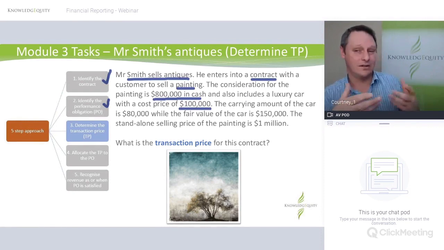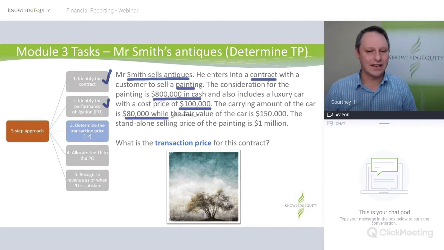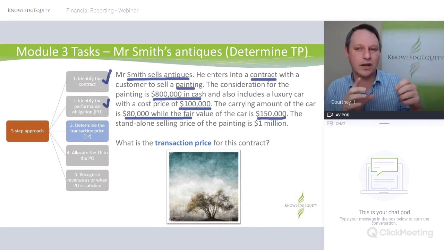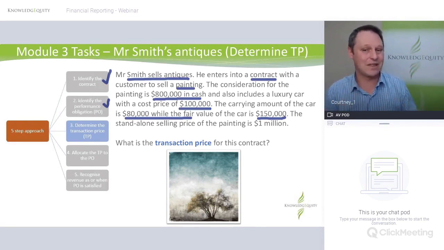$100,000 worth of luxury car. But is it $100,000 or is it $80,000 or is it $150,000? So you can see that when you get given a question, you're going to get case facts, and some of them are going to be irrelevant. You need to know which is relevant and which is not. And then we also have this standalone selling price of the painting.